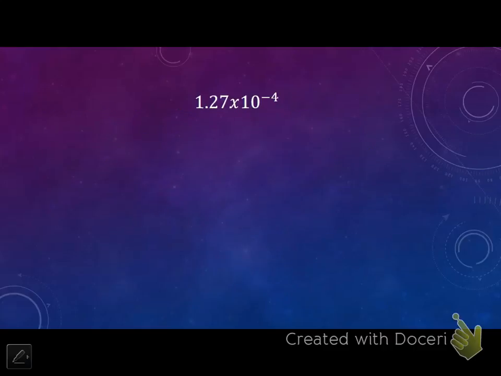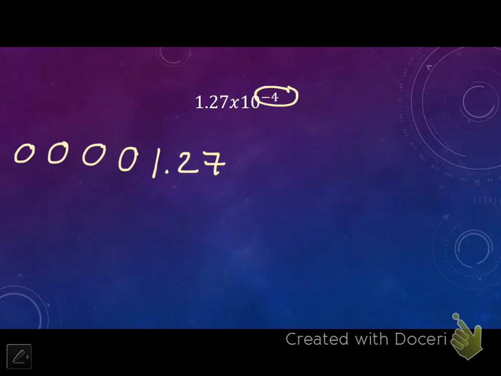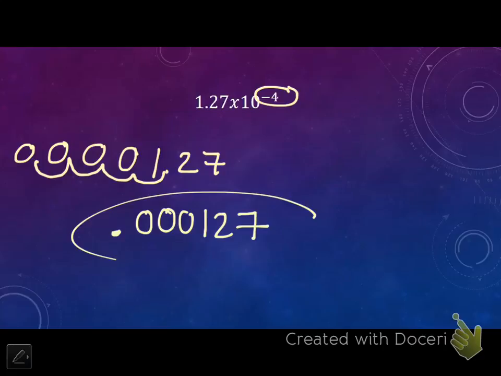Okay. For this one, we're going to be getting smaller because it's a negative. So it's going to be 1.27. So we have to add our zeros onto the front end. We've got to move 1, 2, 3, 4. So it's going to be 0.000127.